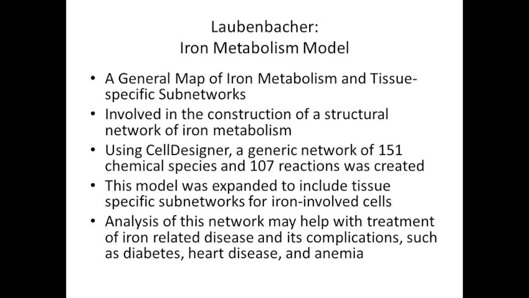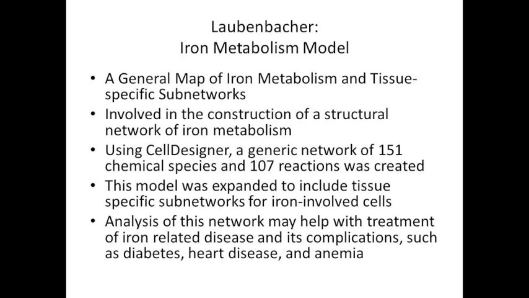So it just started out as a network of 151 chemical species and 107 reactions before it was expanded to tissue-specific subnetworks. And what they're finding is that analysis of this network may help with treatment of iron-related diseases and complications such as diabetes, heart disease, and anemia. Because if they can figure out how this is affecting those diseases, then they might be able to counteract it. I guess it kind of goes into that P4 medicine I was talking about earlier.